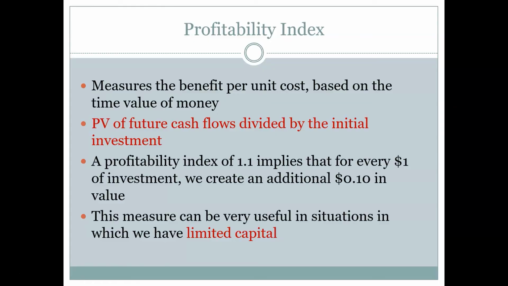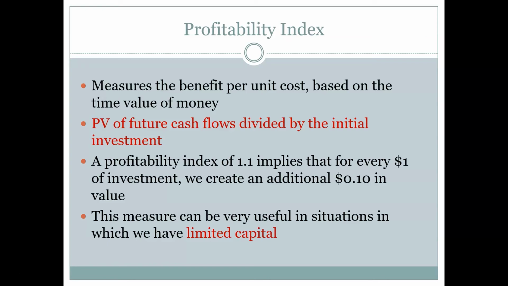Now, the last rule we're going to talk about isn't so much a decision rule as it is a rule to choose among other decisions. So it's called the Profitability Index. And the Profitability Index measures what we call the benefit per unit cost. But really what it says is, for every dollar that I invest, how many dollars of value do I create? Right? And so this is a ratio, and it's a measure of efficient investing.